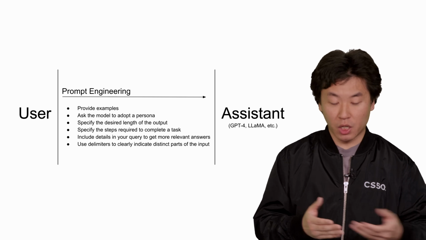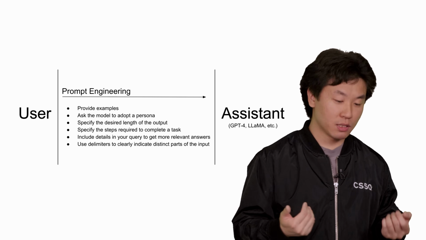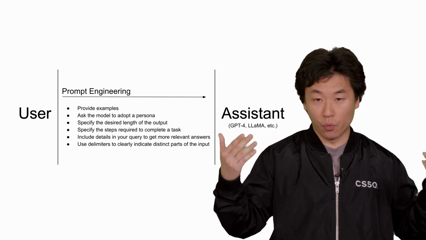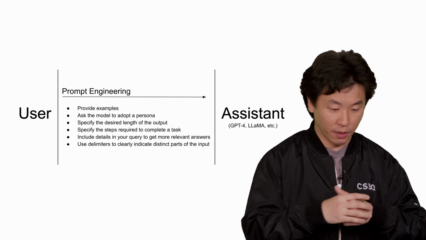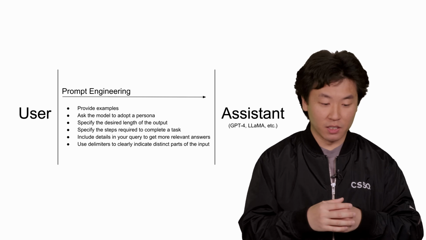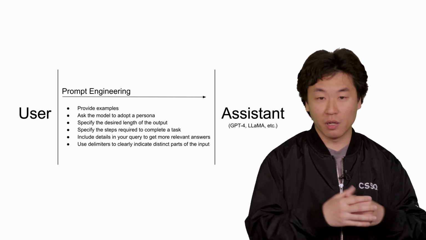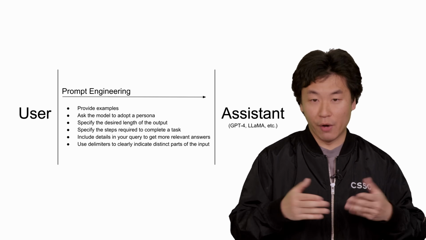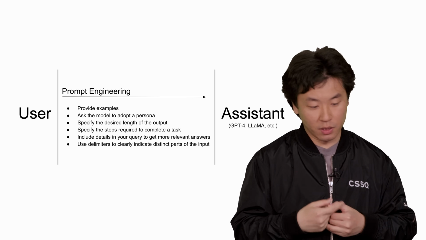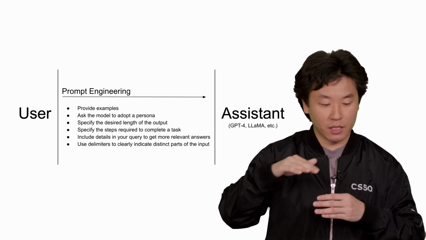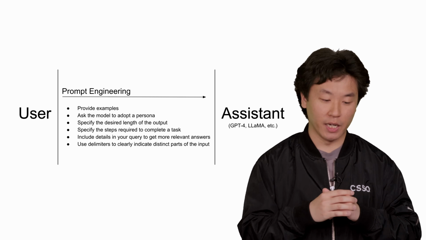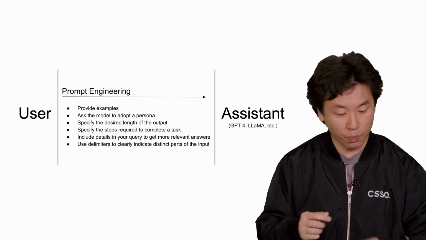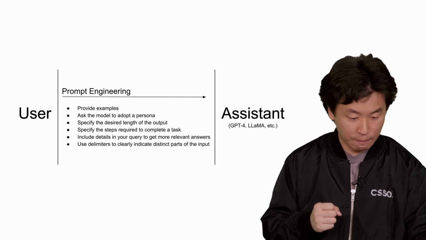You can also ask the model to adopt a persona. In our case, CS50 duck, you are a rubber duck. That's actually us asking the model to adopt a persona. You can also specify the desired length of the output. You can tell the model, please be concise with your answer, and then the model will limit its character count when generating a response. There are many other kinds of prompt engineering techniques, and there's a link in the slide that will point you to more information on this.